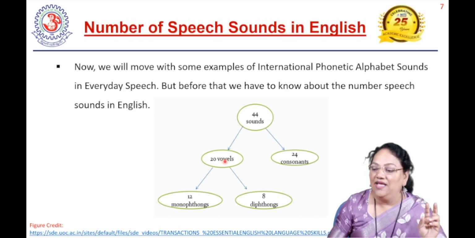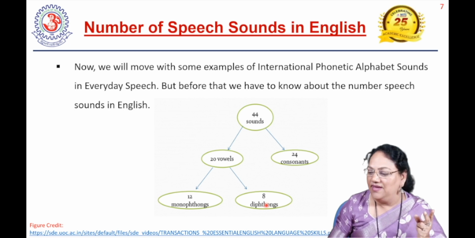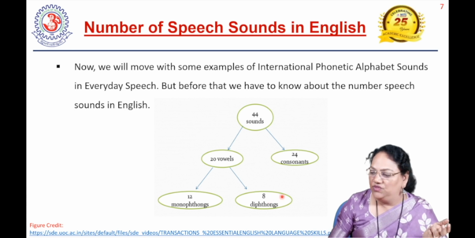These 20 vowel sounds are divided into 12 monophthongs and 8 diphthongs. Monophthong: thong is sound, mono is one, that is a single sound. We can also call this a short sound, short vowels. Diphthongs: di is two, where you have the scope of producing two different sounds, that is two thongs or two sounds. So 8 diphthongs, also called long vowels.